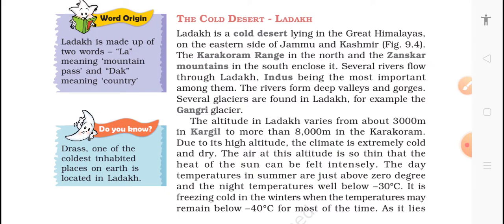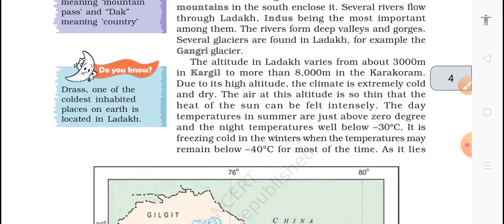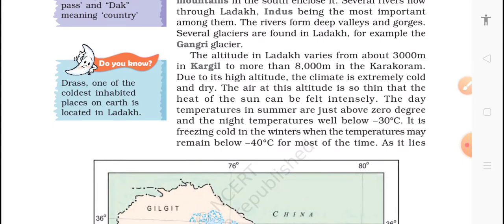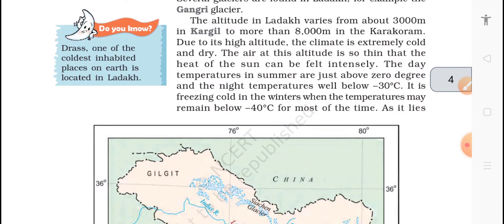The Indus is the most important among them, flowing through deep valleys and gorges, originating from the Gangri Glacier. The altitude in Ladakh varies from 3,000 meters in Kargil to more than 8,000 meters in the Karakoram. Due to its high altitude, the climate is extremely cold and dry. The air at this altitude is so thin that the heat of the sun can be felt intensely. The day temperatures in summer are just above 0 degrees and the night temperatures well below minus 30 degrees.